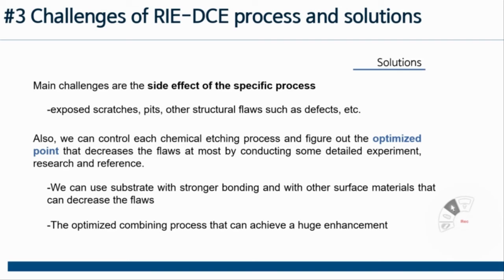And we can also use a substrate with stronger bonding and other surface materials that can decrease the flaws, comparing the precedents. We can suggest an optimized combining process that can achieve a huge enhancement in terms of structural improvement with a relatively low removal amount, while effectively controlling the surface shape and roughness of fused silica optics and the chemical bonding in the process.